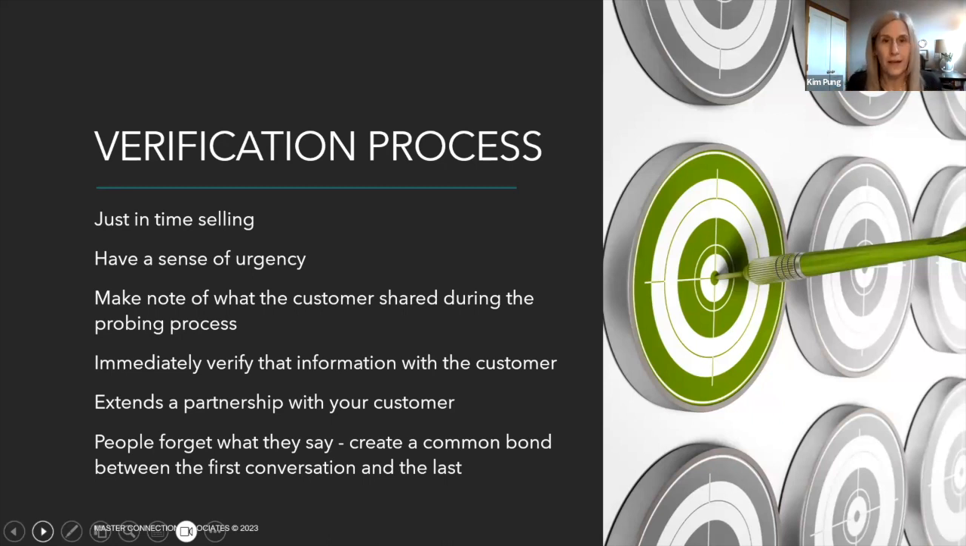I've got to get the proposal out in 5 minutes. That quick verification email back to them is going to bridge that gap. It's going to create that responsiveness. It's also going to give them a lot of assurance that you heard them, that you understood them, that you know it's important to them because you verified back with that email.